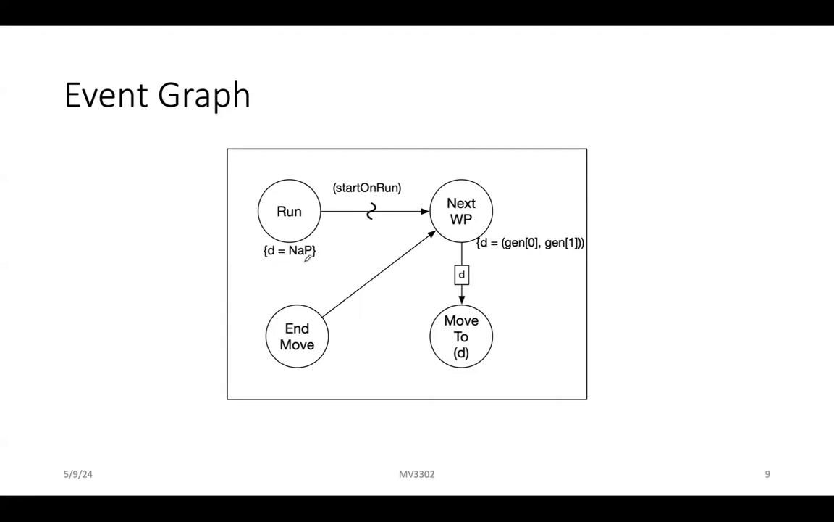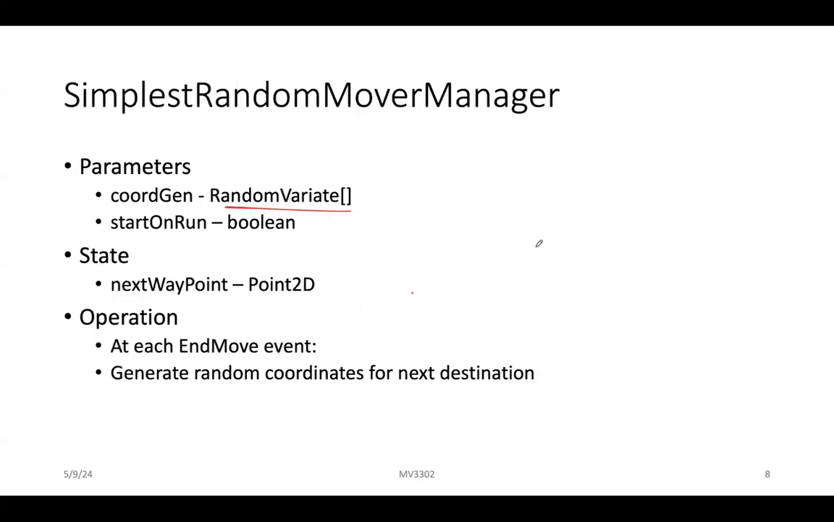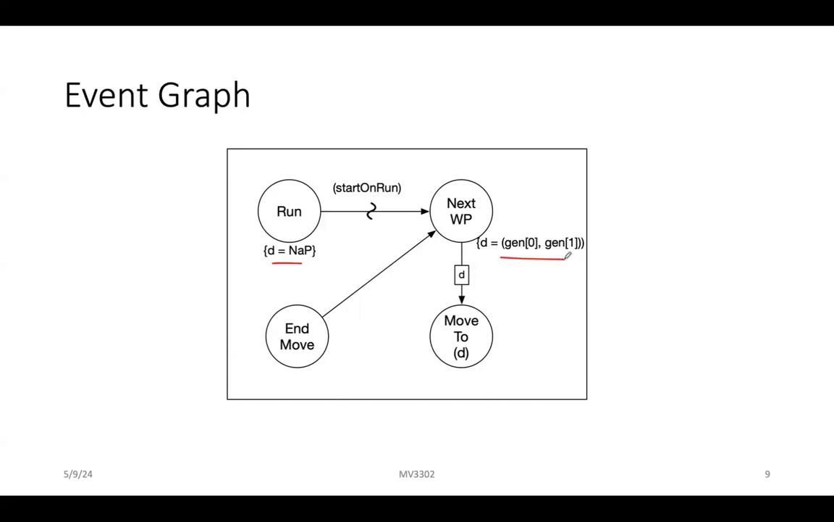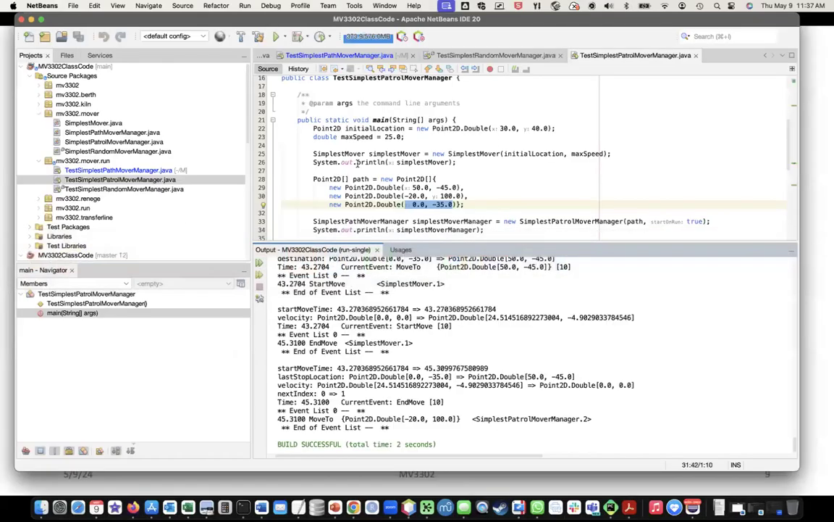So we start off with the destination like that, and our next waypoint is, as shorthand, generated from the 0th element of the random variate array, and then this from the first element, and that's going to create our destination. Then we schedule the move to, and everything else works exactly as it was before. So let's see how that works.